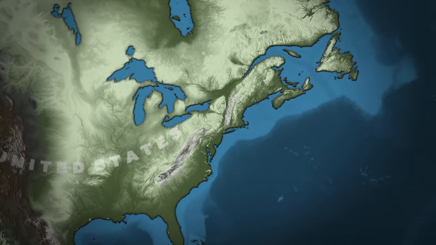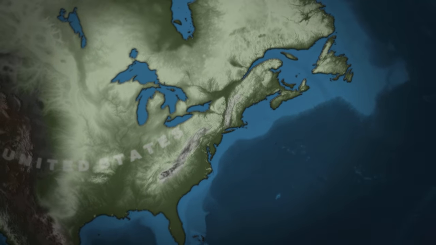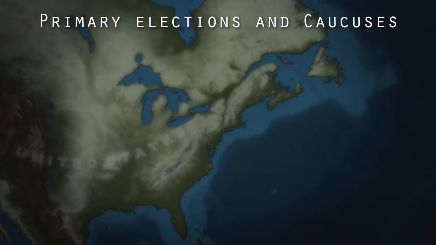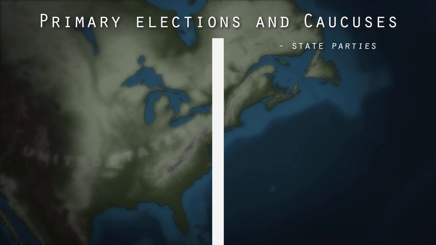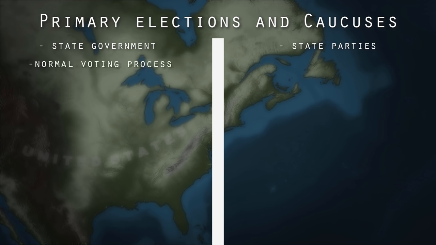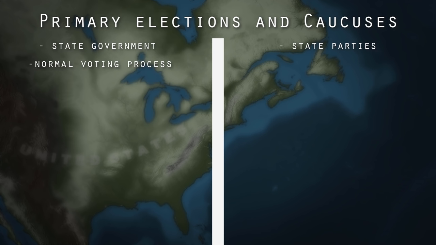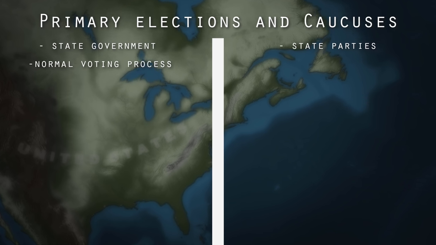Before a U.S. president can be elected, candidates need to go through a process that is referred to as the primary elections and caucuses. The main difference between the primary elections and caucuses is that the latter is run by state parties. Meanwhile, the former is controlled by state government. In state primary elections, voters cast their ballots, much like in the general election, in favor of who they want to be the party's nominee.